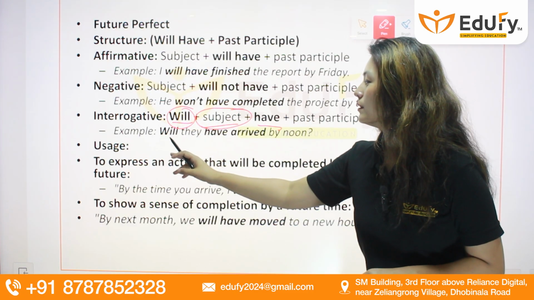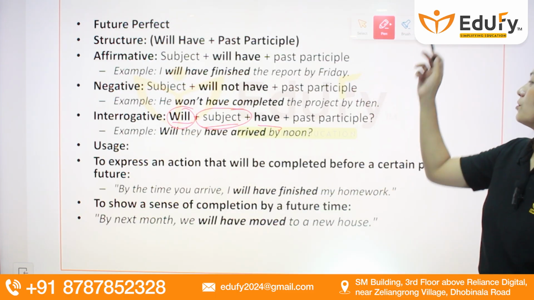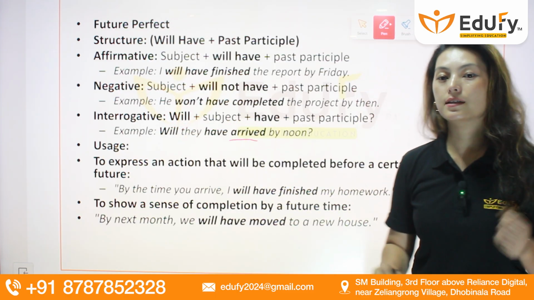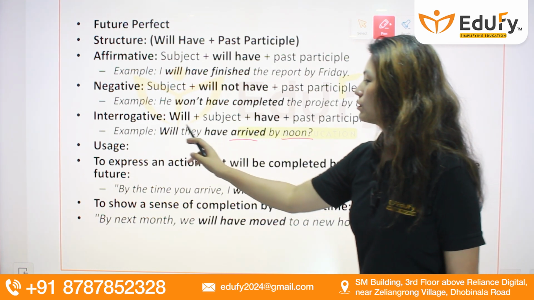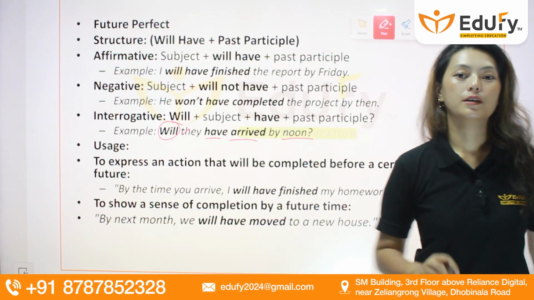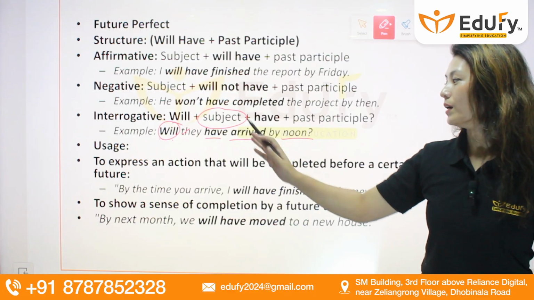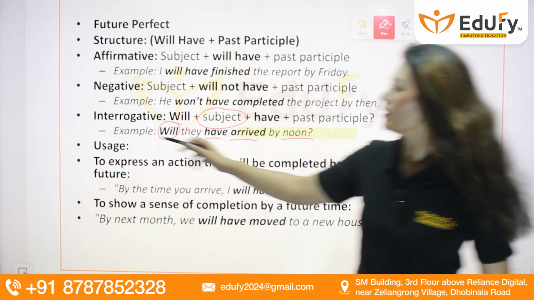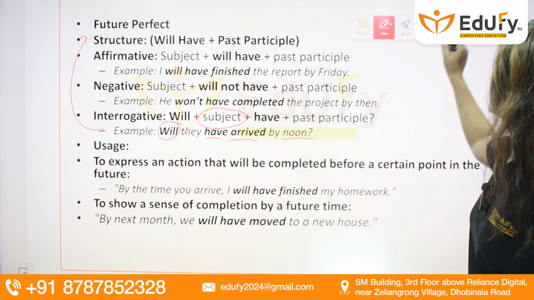So how will you write this? Will they have arrived by noon? Again, talking about the actions being completed by a certain point in time in the future. Also, we see the auxiliary verb will that is separated from have, with the subject in between them. So, will they have arrived by noon is a future perfect sentence. I hope this is clear to you.